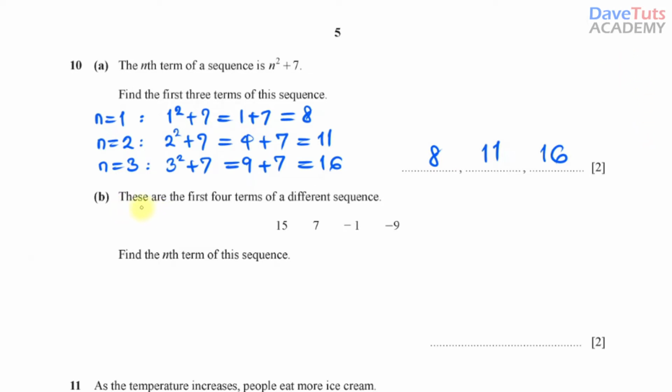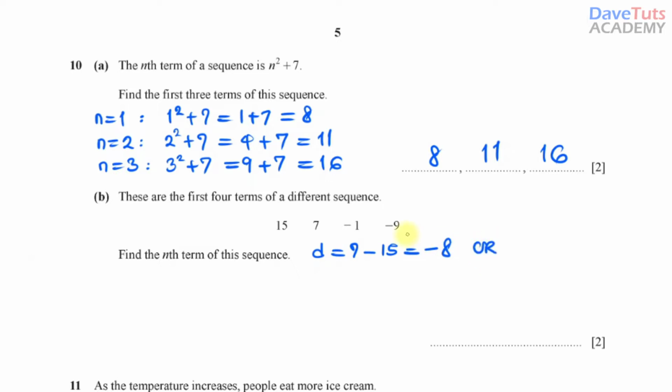Now, for this question, we are told that these are the first 4 terms of a different sequence. Since it's a different sequence, we are going to have a common difference. The common difference D is going to be the difference between consecutive terms. So, here it will be 7 minus 15.